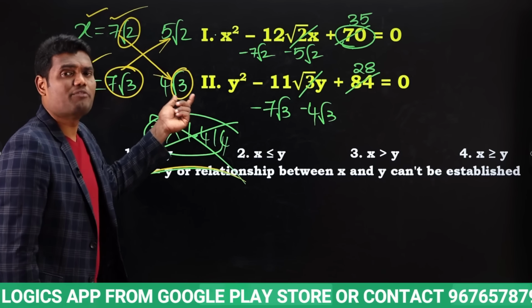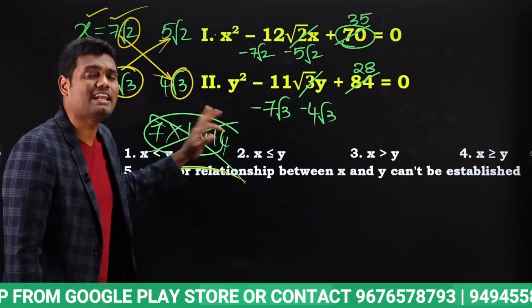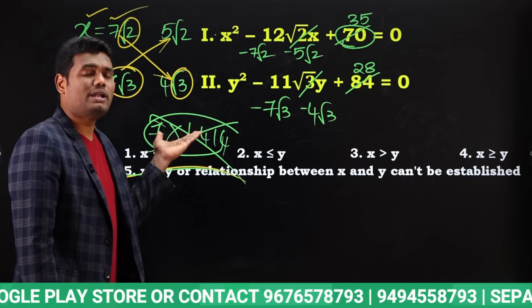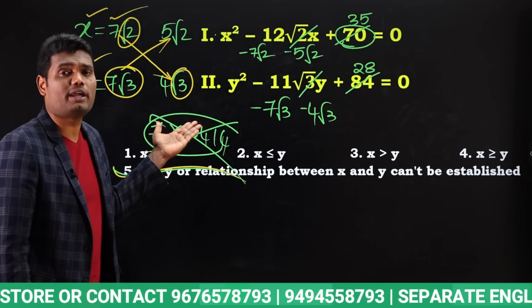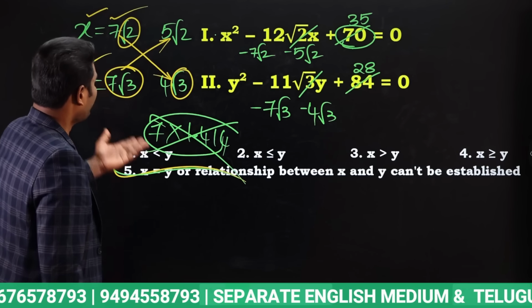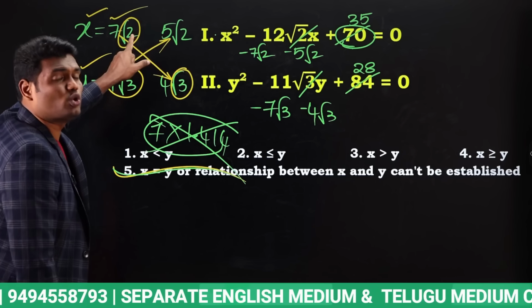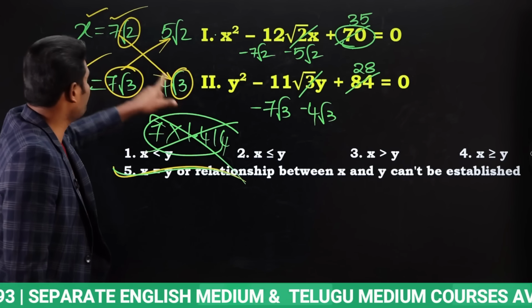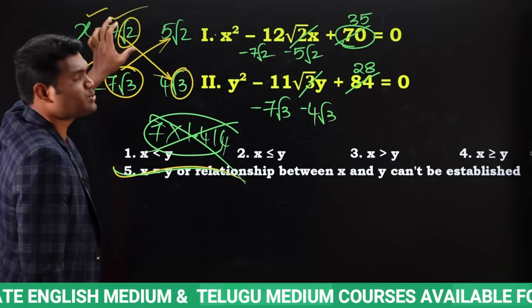This is root 3. If this is root 3, this value will definitely be less than 2. Why? Because if it is root 4, then this is going to be 2. But root 3 is obviously less than 2. Yes or no? Now if you observe, this is 7 root 2. This is 4 root 3, which means when you compare these two, obviously this value will be more.